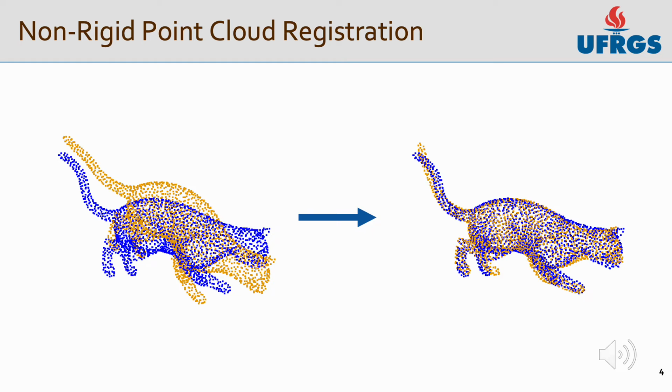Non-rigid, on the other hand, can possibly have a different deformation per point. This leads to representing this registration by a vector field. In this example, the cat is complete, but some of its parts moved separately. The tail bent down, while the front legs went up. This is a more complex and challenging task compared to rigid.